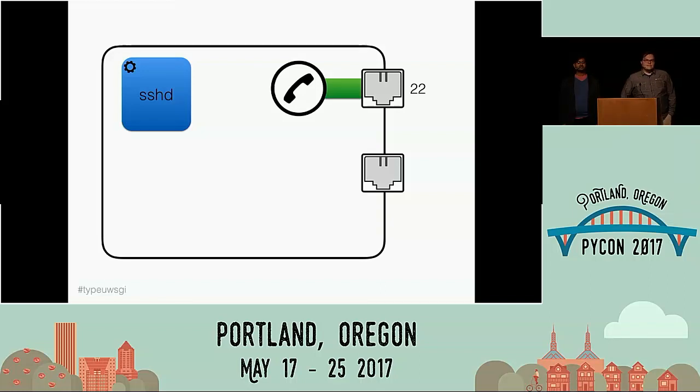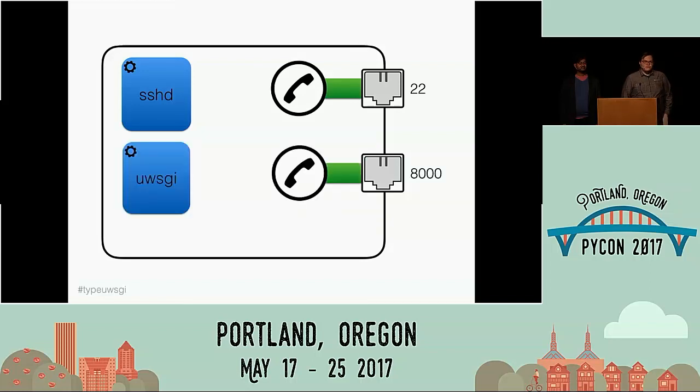So when you connect to port 22, the SSHD process is listening on that port, to the phone it's connected to, the port, the socket, and answering the connections. We want to do something similar for uWSGI, where on port 8000, we want uWSGI to create a socket connected to the port so that it can handle connections that are coming in and respond to them.